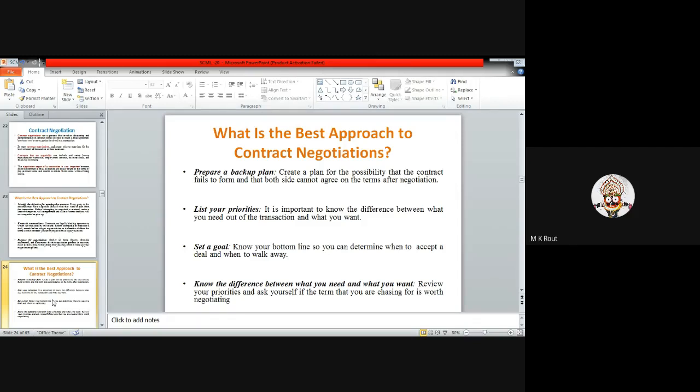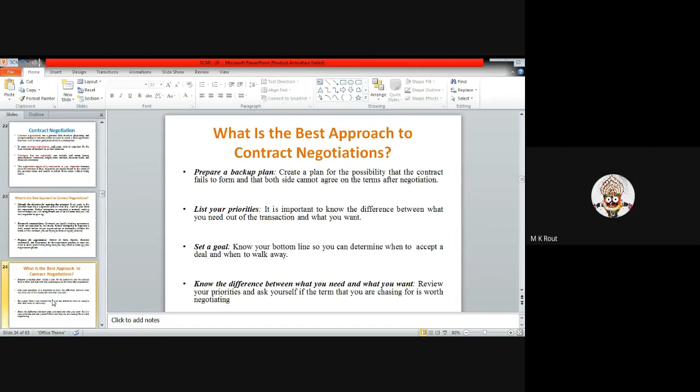So as you know, in case of government lease, it is difficult to negotiate with the government agency or government personnel. In that case, you have to prepare a backup plan for how to negotiate in this regard. The next is list your priorities. It is important to know the difference between what you need from the transaction and what you want. The third point, set goals, know your bottom line so you can determine when to accept the deal and when to walk out. And the last one is know the difference between what you need and what you want.